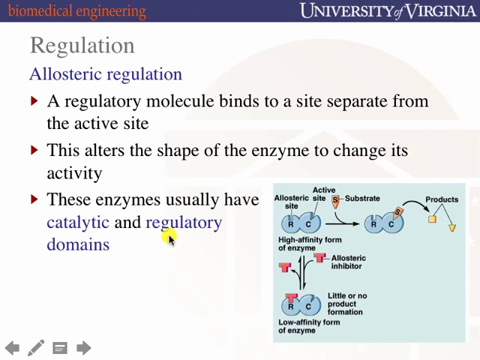All right, enzymes that function this way usually have what we call a catalytic, or active, domain, and what we would call a regulatory domain. Here's a little cartoon. Here's R, a lot of times denoted by R, the regulatory domain. C, the catalytic domain. Here's the allosteric site. You get, in this case, an allosteric inhibitor, but it could be an allosteric activator that binds to that regulatory domain and changes the shape of the catalytic domain, in this case, such that it can't turn this substrate into these two products. Okay?